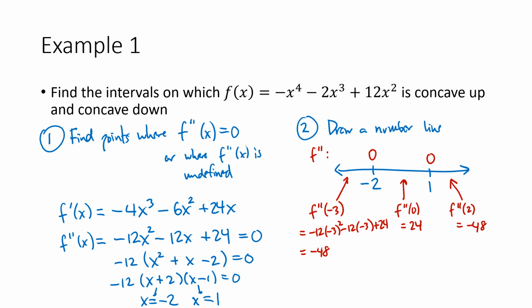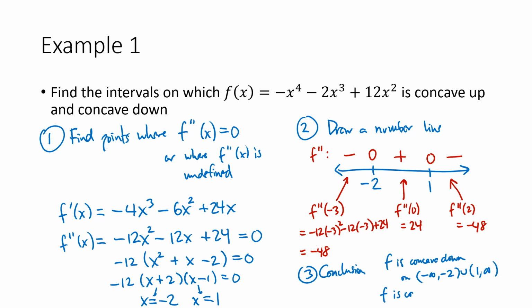So less than -2, my second derivative was negative. In between -2 and 1, my second derivative was positive. Greater than 1, my second derivative was negative. So my conclusion. Right, so we do all this work, we don't want to end the problem without actually figuring out what we learned. My conclusion is that my function f is concave down where f double prime was negative. So that's going to be on the interval from -infinity to -2 and from 1 to infinity. And then f is concave up where we found the plus signs. That's going to be on the interval from -2 to 1.